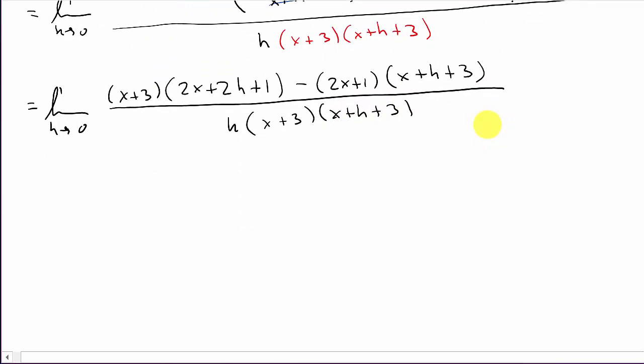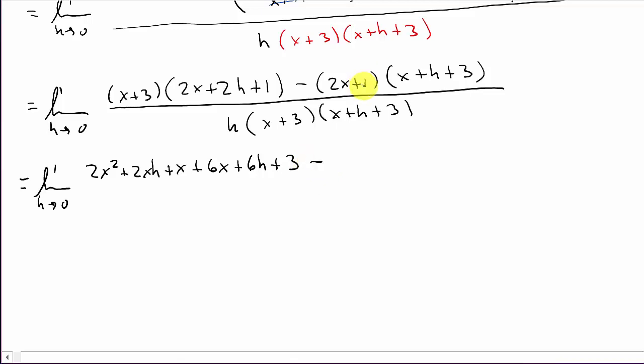Alright, so now we get to multiply all this out. So you remember how to multiply a binomial and a trinomial? I'll multiply the x times each term and then the 3 times each term. And then same thing here, the 2x times each term and then the 1 times each term. Alright, so we've got the limit as h goes to 0. Now the x times each term, 2x squared plus 2xh plus x plus 6x plus 6h plus 3. Alright, and hopefully I didn't make a careless mistake somewhere.